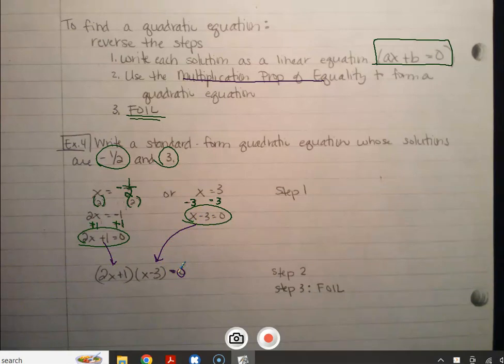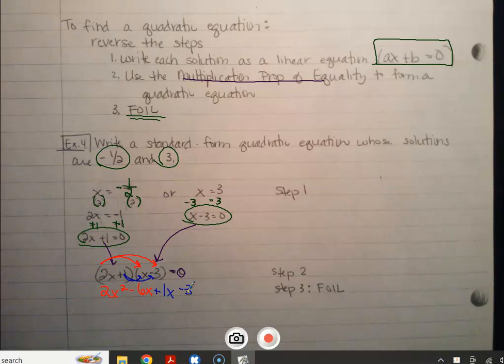And then step 3, I need to FOIL those. So let's do that. First, 2x times x is 2x squared. Outside, 2x times -3 is going to be a -6x. I should have given myself some more room so I could draw my arrows better. Inside, 1 times x is a positive 1x. I won't write the 1 in the future, but I did for now. And a positive 1 times a -3 is a -3.